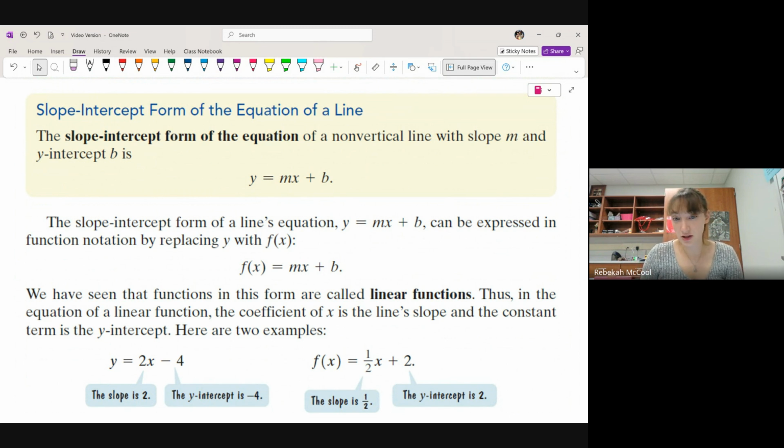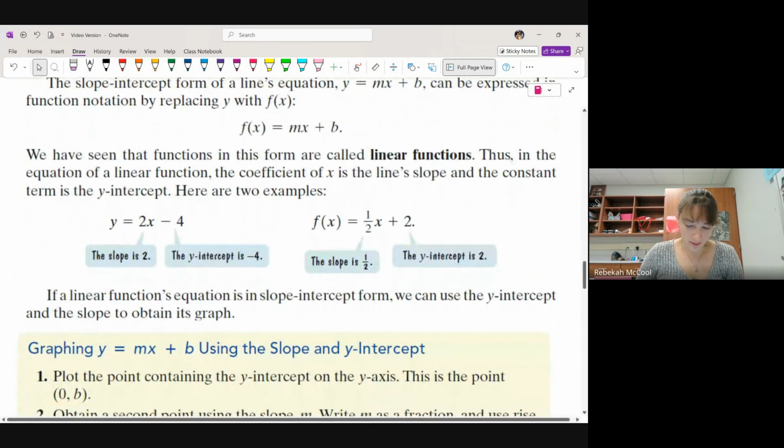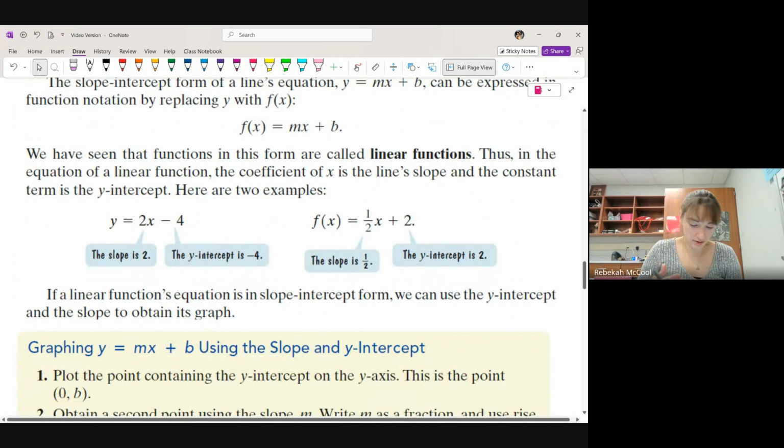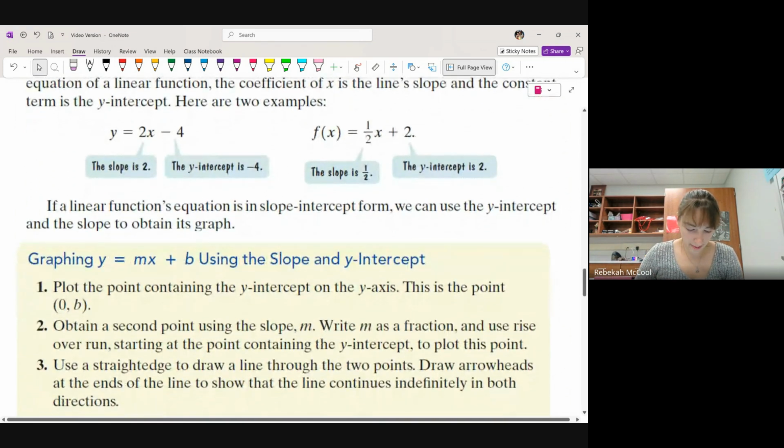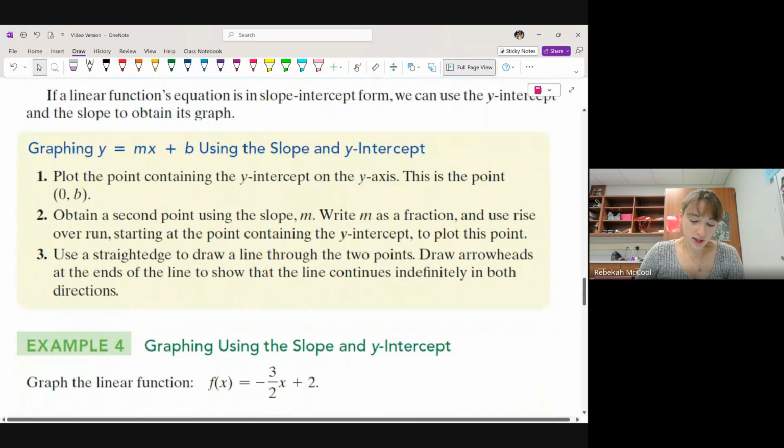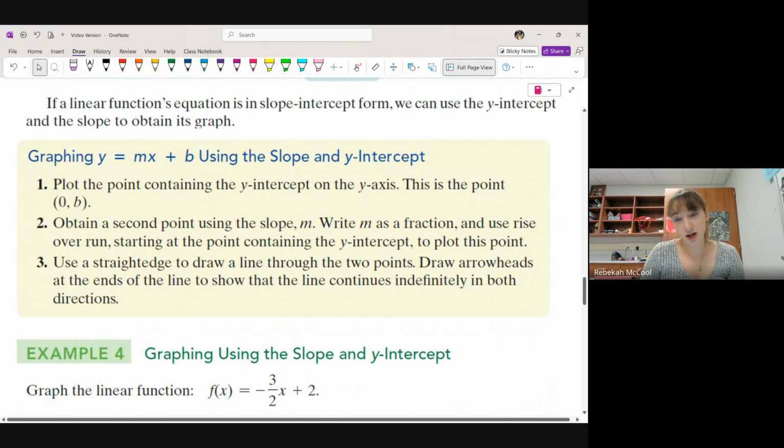We can often see this in function notation as well: f of x is equal to mx plus b. So these are still linear functions, linear equations. We've seen that before. Y equals mx plus b, the slope-intercept form, is what we usually use for graphing.